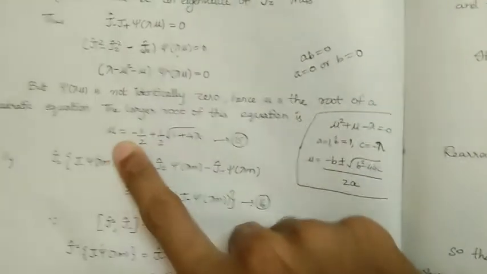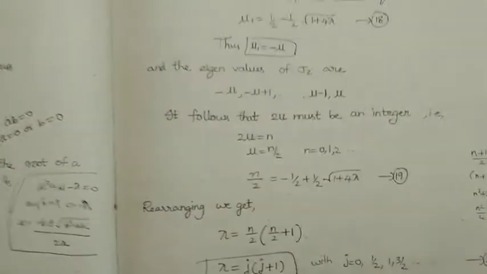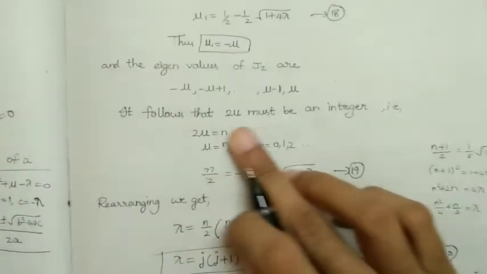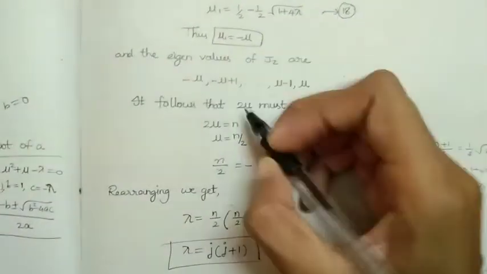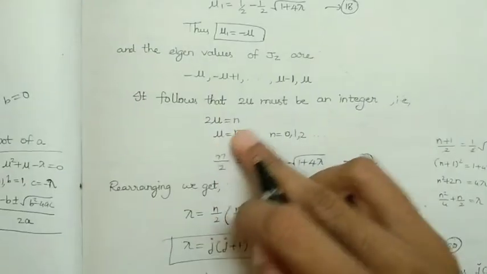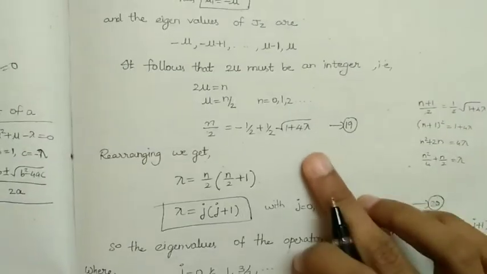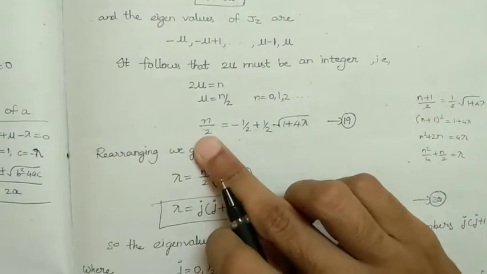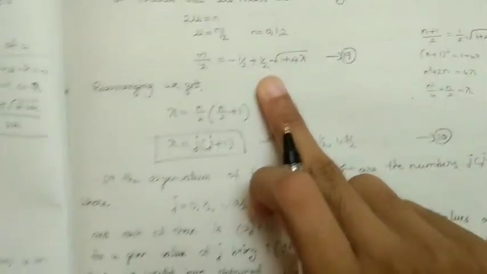That means multiplying by 2 on both sides, you get 2 mu equals minus 1 plus root of 1 plus 4 lambda. So it could be in integral form. So it follows that 2 mu must be an integer, and let that integer be n, and mu is equal to n by 2, where n starts from 0, 1, 2, 3, like that. Now in place of mu we replace with n by 2. So in this equation, n by 2 equals minus half plus half root of 1 plus 4 lambda.